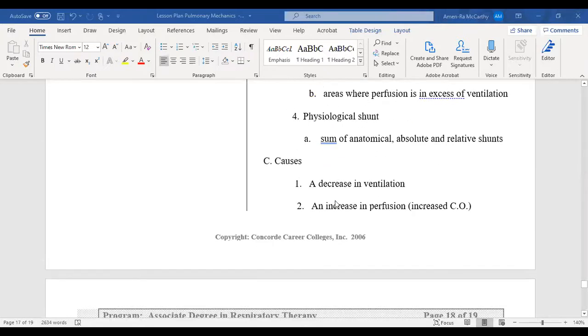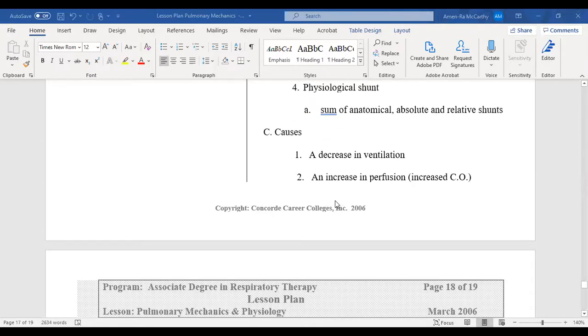And then we came down to say, what are the causes? Decrease in ventilation. A decrease in ventilation can cause a shunt. An increase in perfusion. If my perfusion shoots up past 5, it should be 5 liters per minute, but if I'm pushing out 8 liters per minute and I still only have 4 liters of alveolar ventilation, then now my perfusion is in excess of ventilation, and that's a shunt.